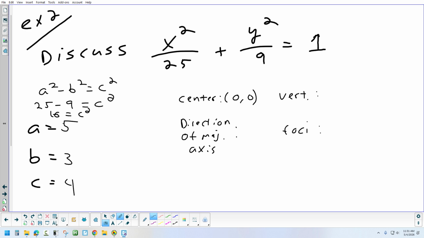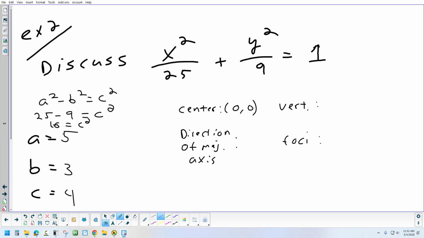How will you know when it's not 0, 0? These are going to look a little more complicated. You're going to have x plus or minus a number, and y plus or minus a number. Something like, if you had something like that in the numerator, that's going to be a shift 2 units horizontally. And that would be to the right 2 units. Okay, so you'll know when it's not at the center. It's going to look more complex.